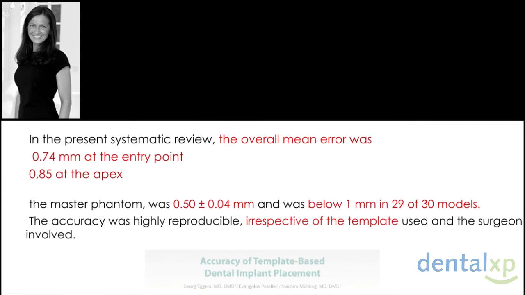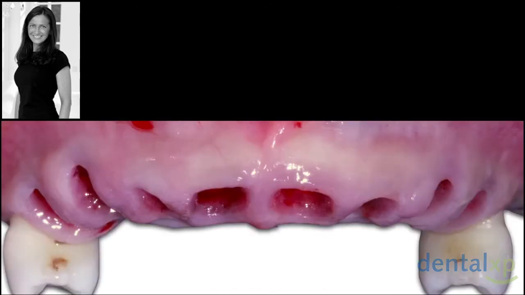And again, guided surgery, also in the aesthetic zone, is much more predictable than free hand. Nevertheless, we have an error, a mean error of 0.74 at the entry point and 0.85 at the apex. So be careful in thin bone situations. As I said, it's a guide, not a god.